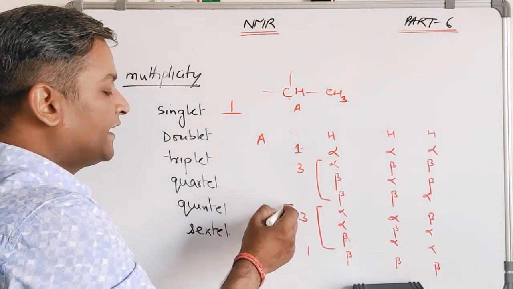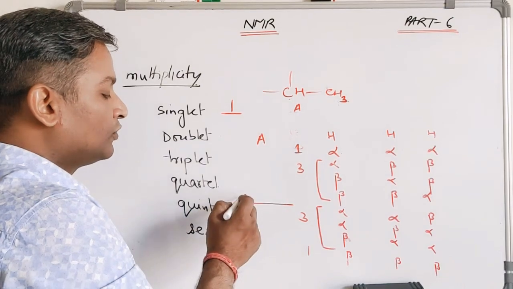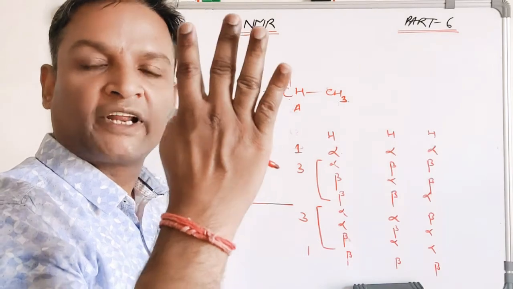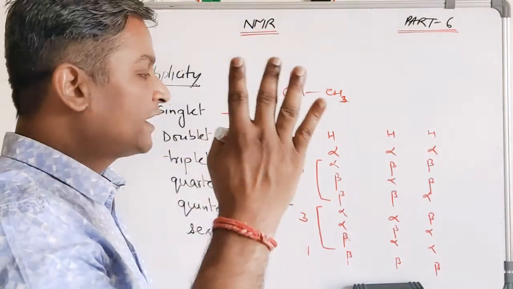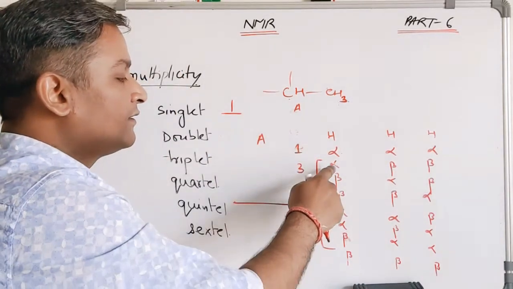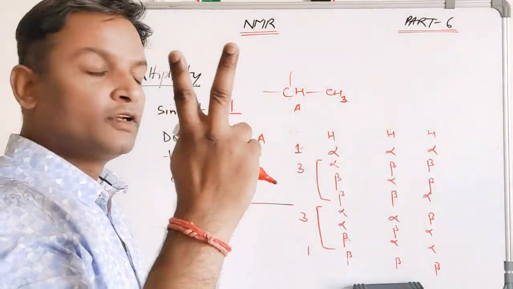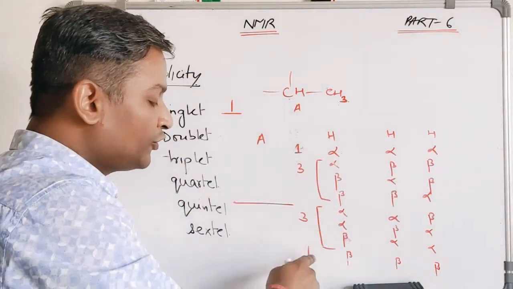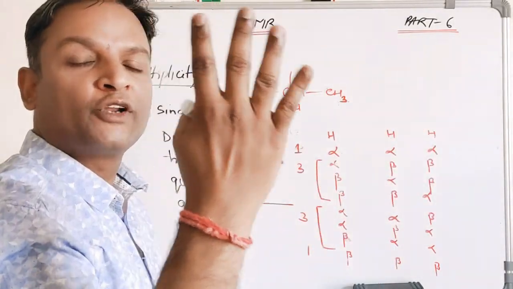So if you have to write any quartet, we will observe how many types of environment are present here. Environments are 4 types. One caused by alpha alpha alpha. One caused by these 3 combinations. One caused by these 3 combinations. One caused by beta beta beta. So we have 4 different environments in this case.